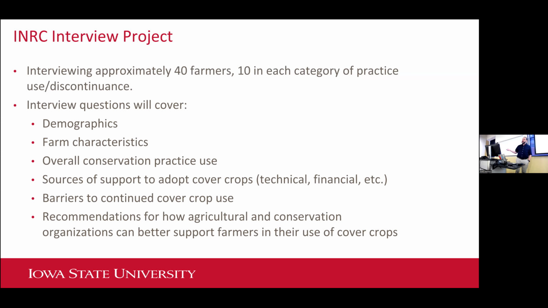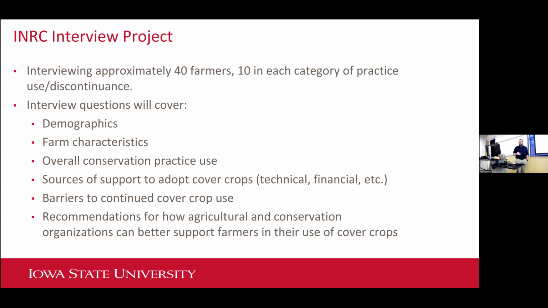Did they work with the NRCS through financial assistance or technical assistance? Did they work with extension? Did they go on YouTube and try to learn from other farmers? Things like that. What were the barriers to continued cover crop use? And for those that continued using them, how did they overcome those barriers? And for those that stopped using cover crops, what resources might they have wanted to potentially continue using cover crops?